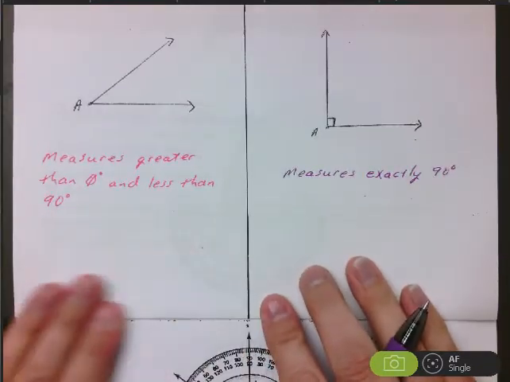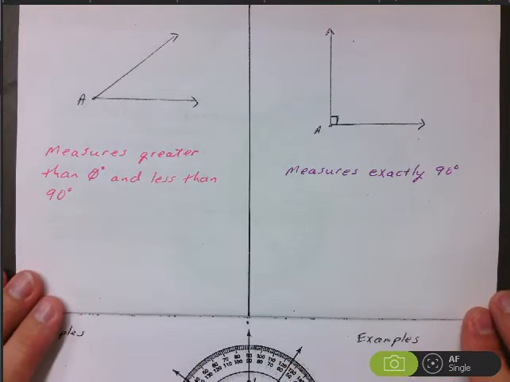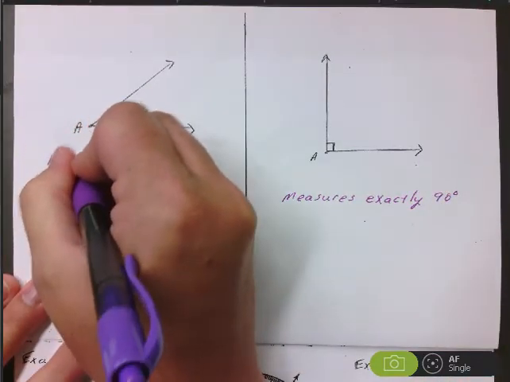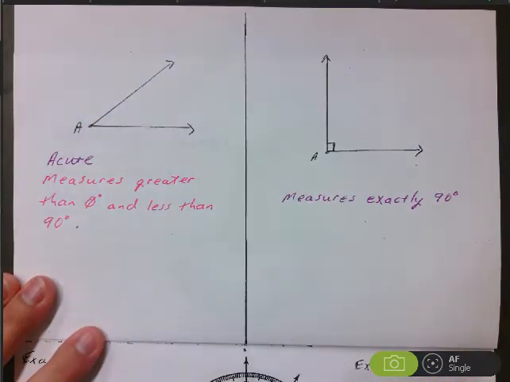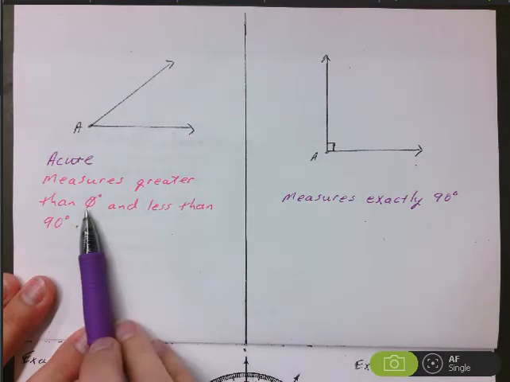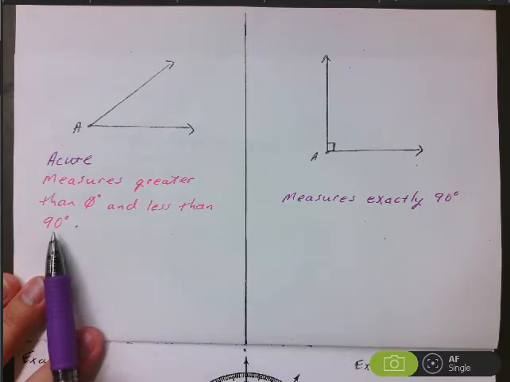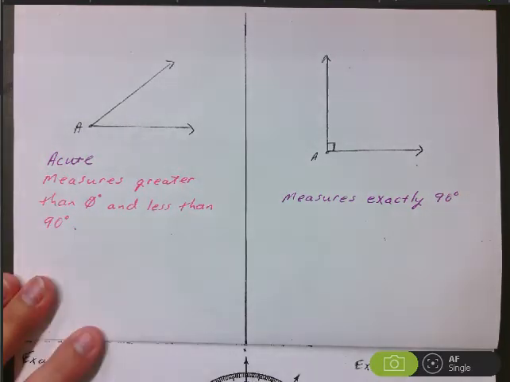So we have our first two types. We have acute and we have right. So this one we have an acute angle, and the measure is greater than 0 and less than 90 degrees. So any angle that measures more than 0 but less than 90, we're going to call that an acute.